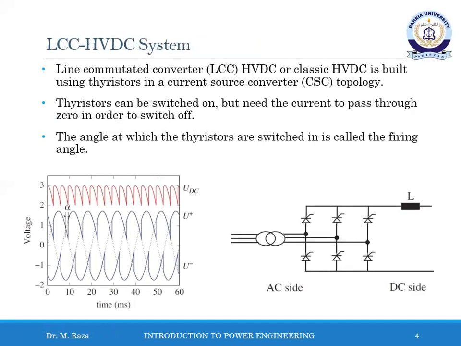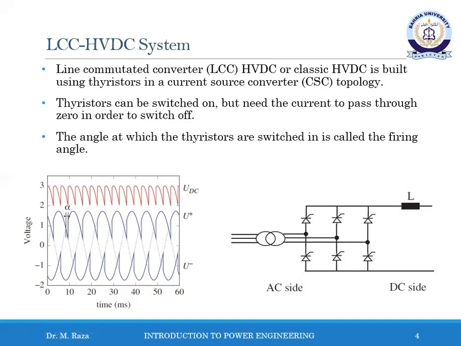Line commutated converter HVDC, or classic HVDC, is built using thyristors in a current source converter topology. Thyristors can be switched on but need the current to pass through zero in order to switch off. The angle at which the thyristors are switched in is called the firing angle. The bottom right diagram shows the basic circuit of an HVDC connection.